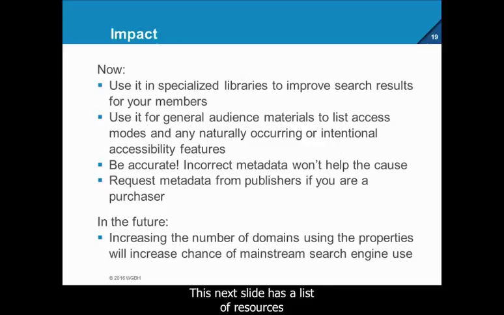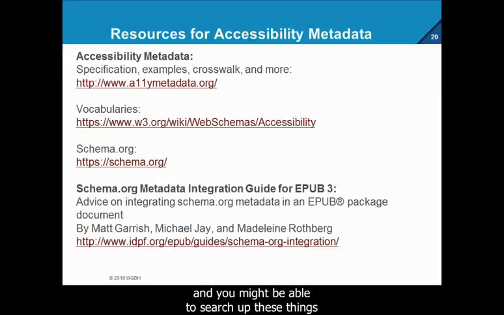This next slide has a list of resources, and you might be able to search up these things just from the search terms that I've given here, or you might need to wait and use the slides and get the link. There's a link to the accessibilitymetadata.org site, which is a11ymetadata.org. The vocabularies themselves for each term, the definitive copy is on the W3C's website at a W3C wiki called Web Schemas. And then the schema.org site itself has links to that web schema. So if you start at schema.org, you'll find both the properties and a link to the vocabulary site.